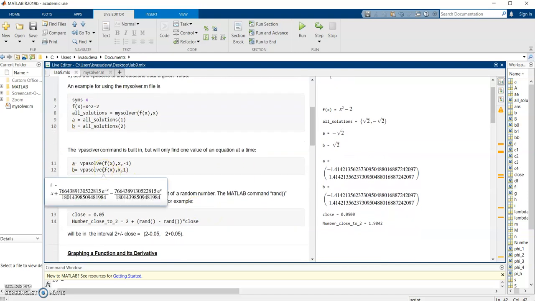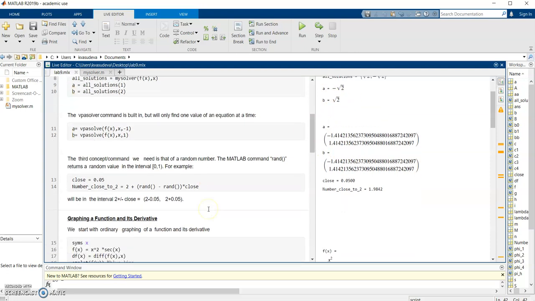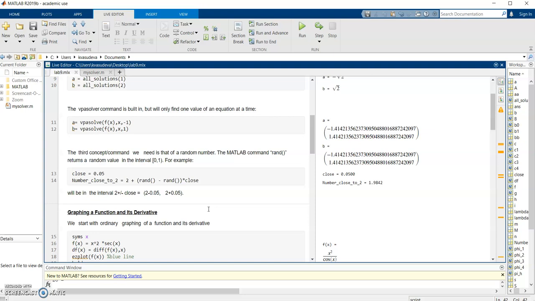Now there is another one, which is using VPA solve. If you use that, we have seen this again. On the negative side, you have negative 1.4142, which is actually the decimal of negative square root of 2. On the positive side, it is 1.414, which is actually the decimal of square root of 2.